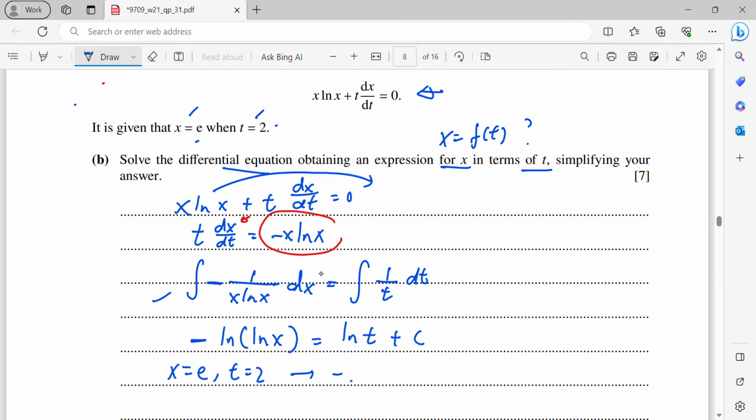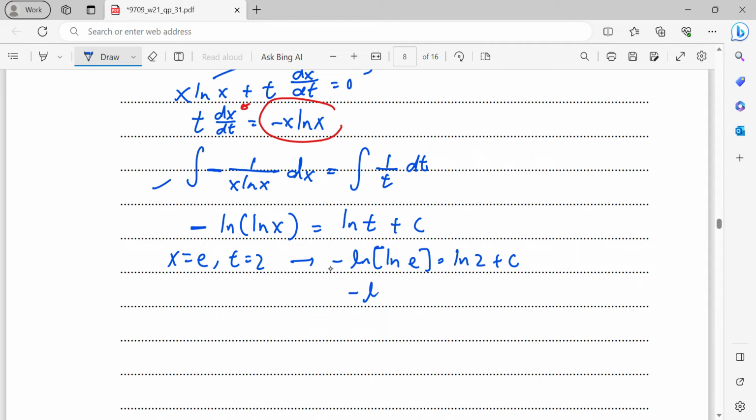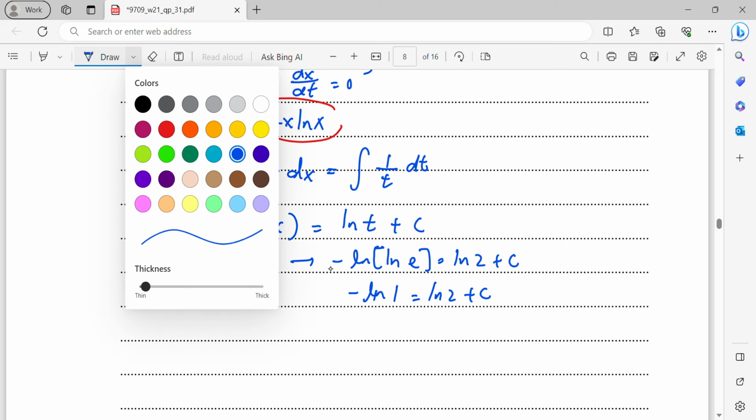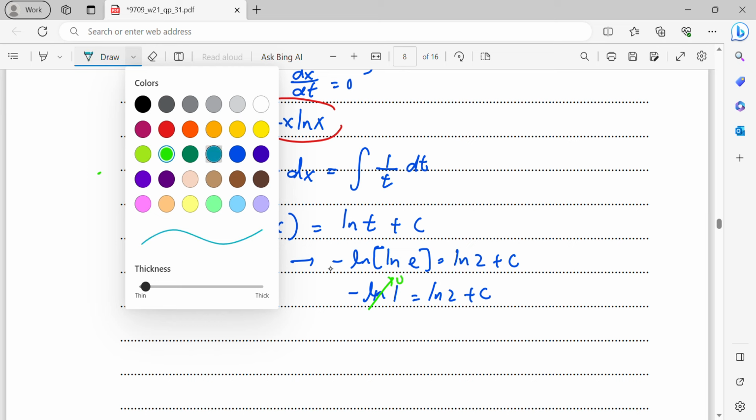Therefore, negative ln of ln e equals to ln 2 plus c. So now here, ln e is 1. That equals to ln 2 plus c. Ln 1 is 0. Okay, this is 0. That means your c is negative ln 2.